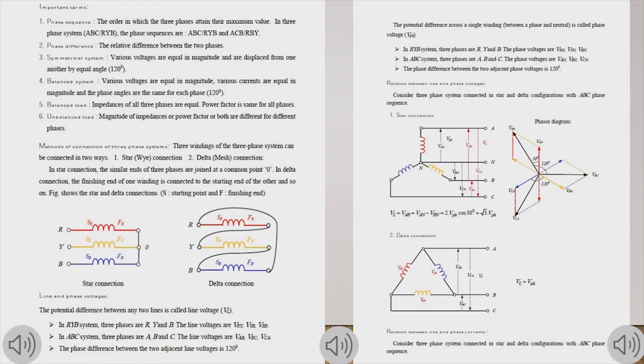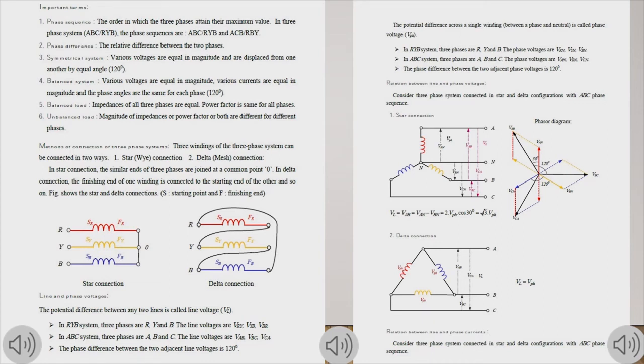Symmetrical system. Various voltages are equal in magnitude and are displaced from one another by an equal angle, that is 120 degrees. Balanced system. Various voltages are equal in magnitude, various currents are equal in magnitude, and the phase angles are the same for each phase, 120 degrees. Balanced load. Impedances of all three phases are equal. Power factor is the same for all phases. Unbalanced load. Magnitude of impedances or power factor or both are different for different phases.